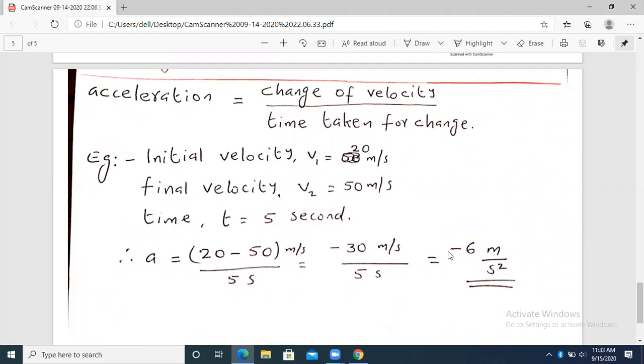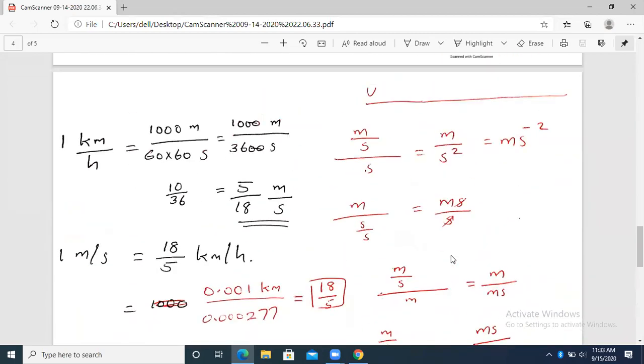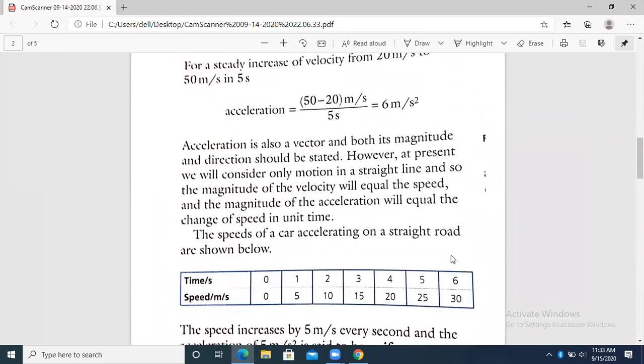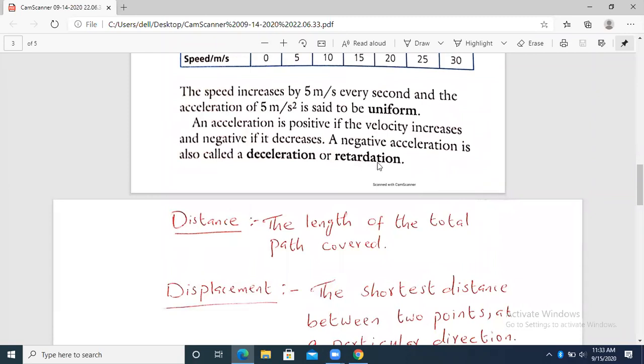Sometimes I have written wrongly here. Sometimes we get a negative acceleration. Why are we getting a minus value? Because the velocity decreased. This type of acceleration is called retardation or deceleration. And acceleration is positive when the velocity increases. When I start at 20 and my velocity increases to 50, how do we find the change? 50 minus 20, so 30.